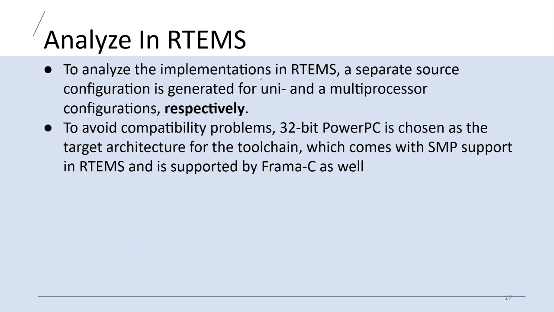To analyze the implementation in RTEMS, the operating system in the embedded system, a separate source configuration is generated for uniprocessor and multiprocessor configurations, respectively. To avoid compatibility problems, 32-bit PowerPC is chosen as the target architecture for the tool chain, which comes with SMP support in RTEMS and is supported by FramaC as well.